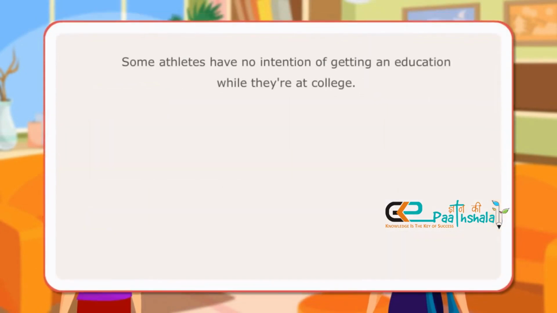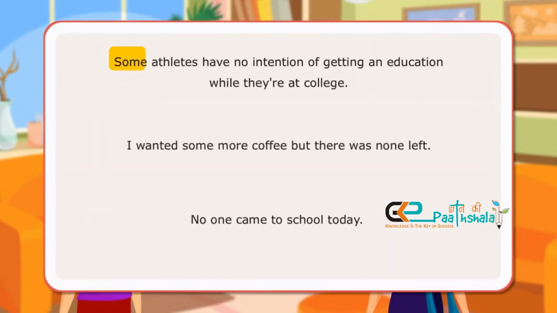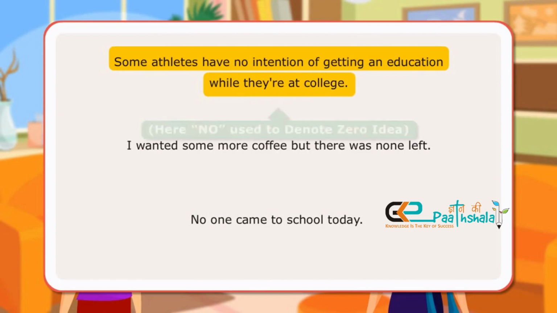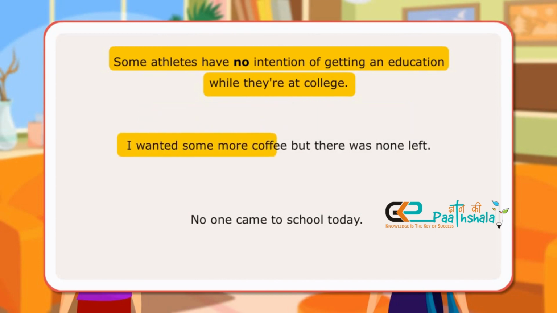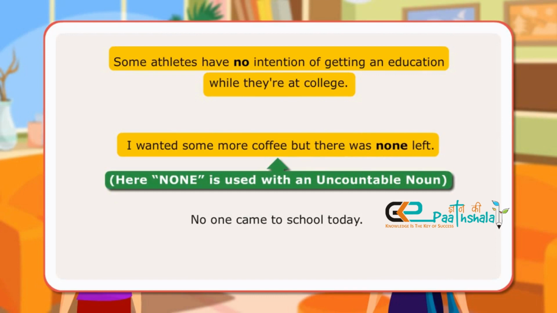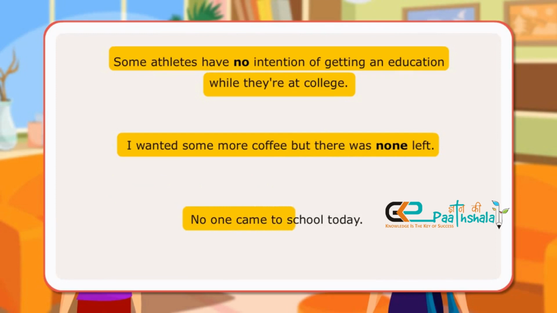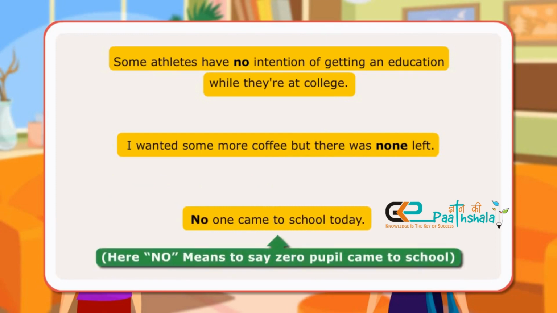Let us look at a few example sentences. Some athletes have no intention of getting an education while they are at college. Here, no is used to denote zero intention. I wanted some more coffee, but there was none left. Here, none is used with an uncountable noun. No one came to school today. Here, no means to say 0 pupils came to school.